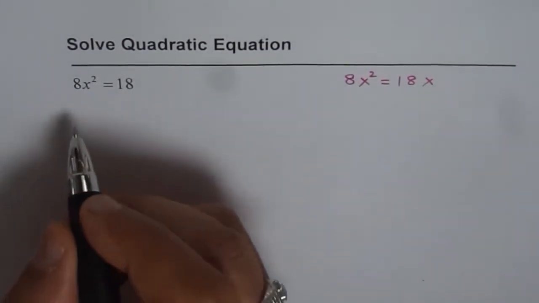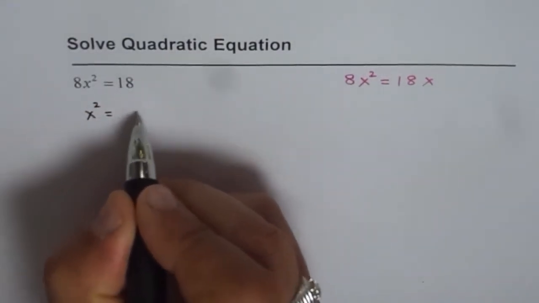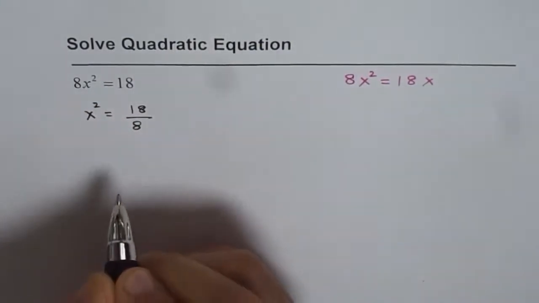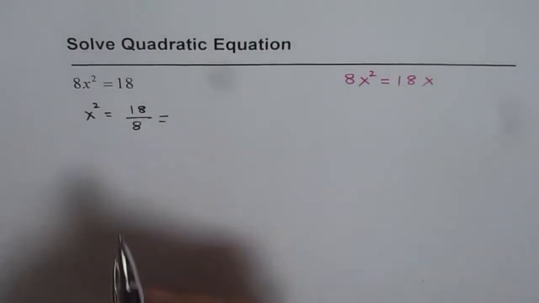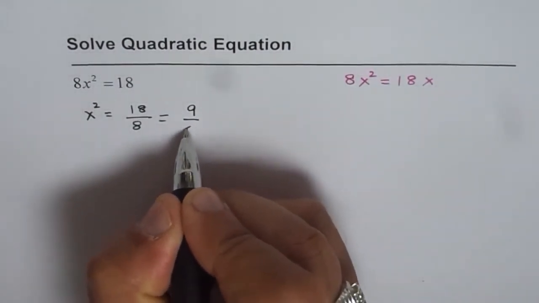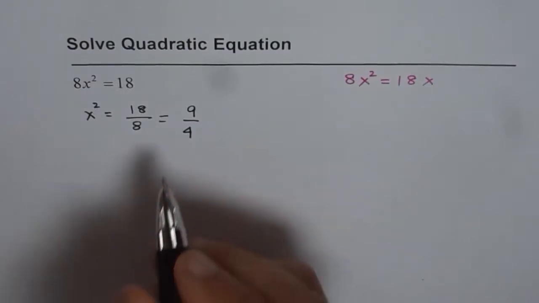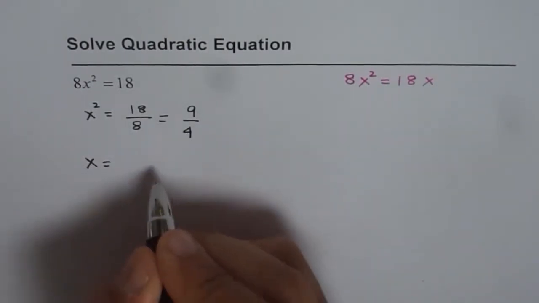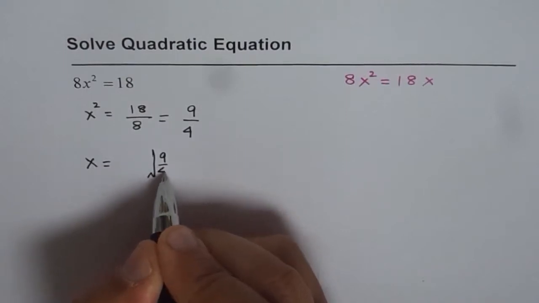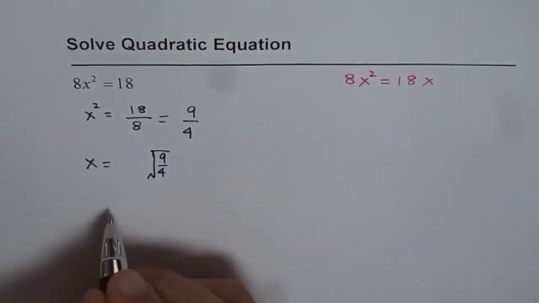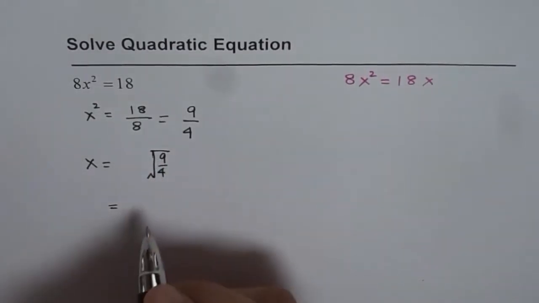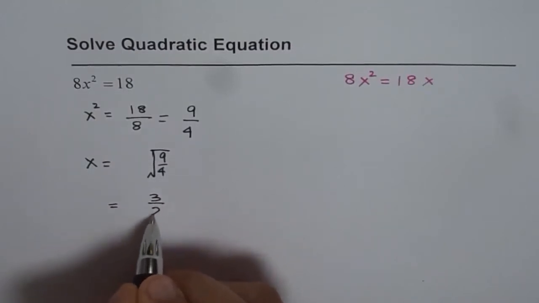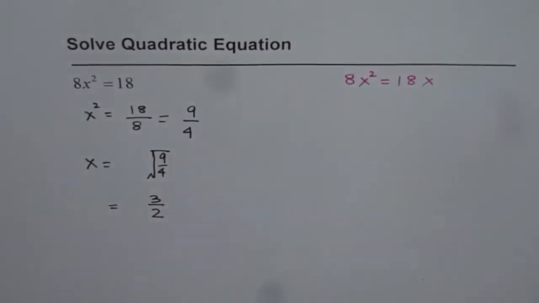So what can we do? What we can do here is we can say, well, x squared equals 18 divided by 8, and that means when you divide 18 by 8, both could be divided by 2, right? So we get 9 over 4. Once we get 9 over 4, we can say x equals the square root of 9 over 4. The square root of 9 is 3, and the square root of 4 is 2. So we get an answer of 3 over 2. That is the answer which I've seen so many times in a test paper.